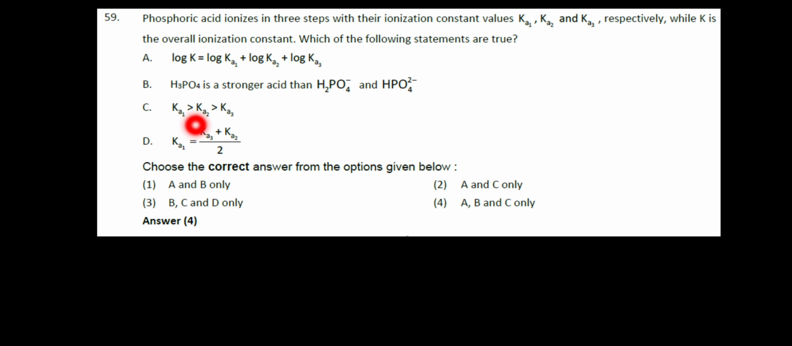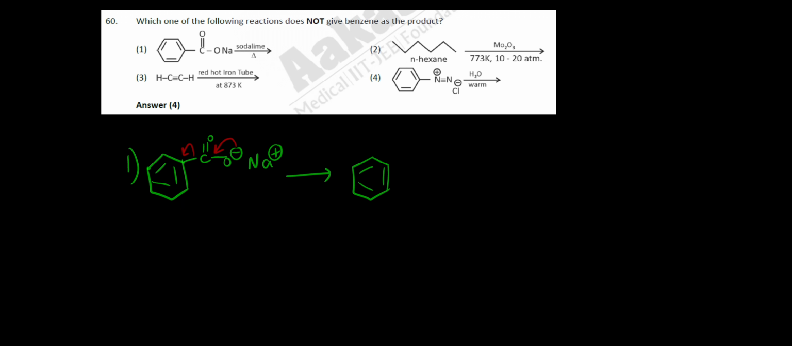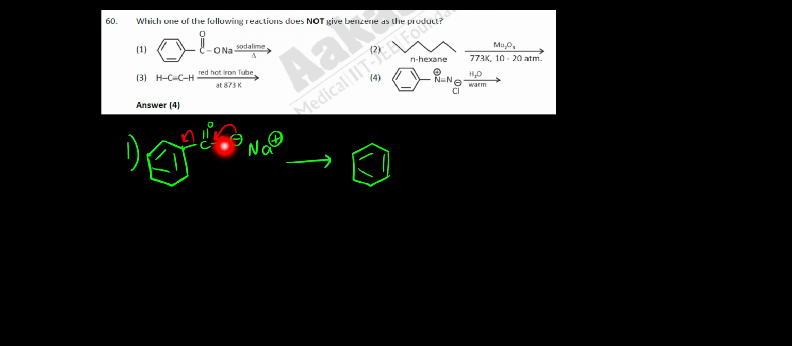Acidity is directly proportional to Ka. So for H3PO4 it will be maximum, then Ka2, then Ka3, and for log values you just add. So A, B and C are correct, that is option 4 is the correct answer. Okay, this is the last question for this video. In the next video we will see the remaining questions.